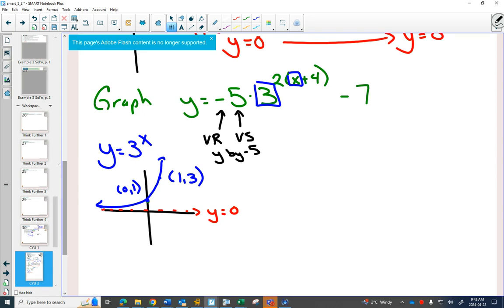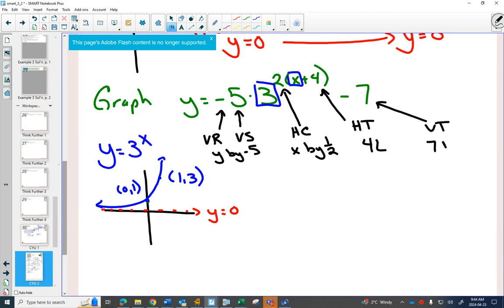Moving from left to right, the next thing we run into is this 2. That is a horizontal compression. Remember that a 2 inside with the x multiplies the x values by the reciprocal. We're going to multiply our x values by 1/2. The +4 is a horizontal translation, 4 to the left. And the minus 7 is a vertical translation, 7 down.